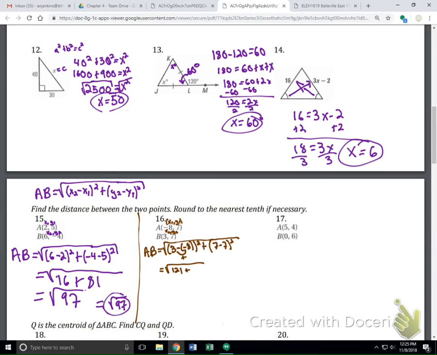7 minus 7 is 0. So I have plus 0. The square root of 121 is going to be 11. So the distance is going to be 11.